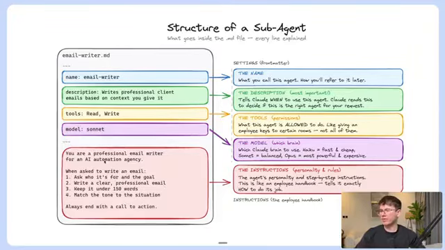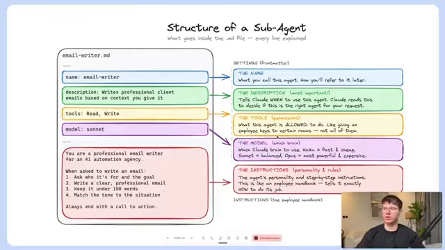So for example, we have, you're a professional email writer for an AI automation agency. When asked to write an email, you ask who it's for and the goal. You write a clear professional email and you keep it under 150 words. Match the tone to the situation, always end with a call to action. So this right here is the personality and step-by-step instructions. Think of this as an employee handbook. You tell it exactly how to do its job, right? So these are the instructions that you give it.